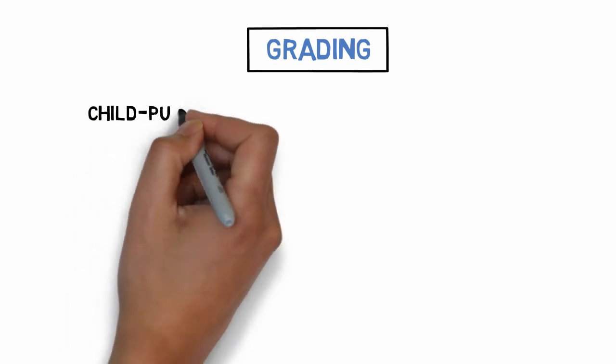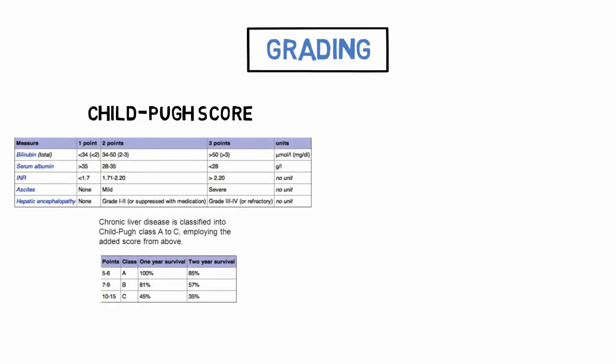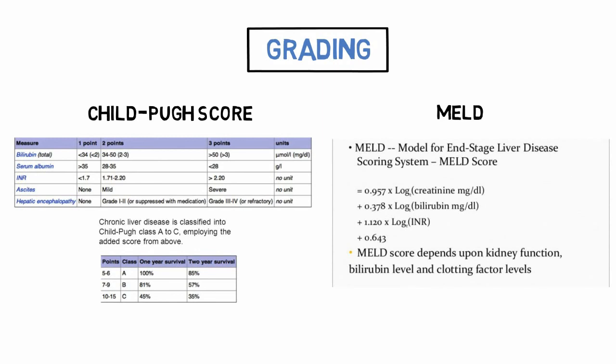The severity of cirrhosis is commonly classified with the Child-Pugh score. This scoring system uses bilirubin, albumin, INR, and the presence and severity of ascites and encephalopathy to classify patients into class A, B or C. Class A has a favorable prognosis, while class C is at high risk of death. A more modern score, used in the allocation of liver transplants but also in other contexts, is the Model for End-Stage Liver Disease score.